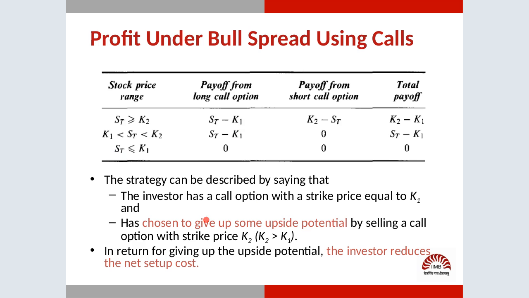So obviously, this is a strategy where you have the call option with strike price K1, and you have chosen to give up some upside potential by selling a call with a strike price K2, where K2 is greater than K1. In return for giving up this upside potential, what does the holder get? The investor reduces the net setup cost. So if you believe that it is going to be there, this is a strategy by which you can reduce your risk. You can pay a smaller amount and still cover yourself against the position. That is where the advantage of this lies.